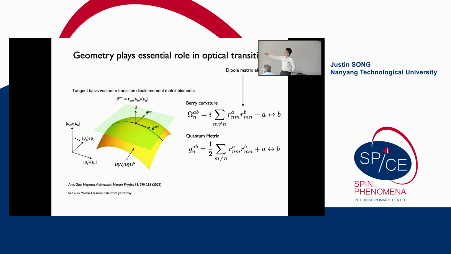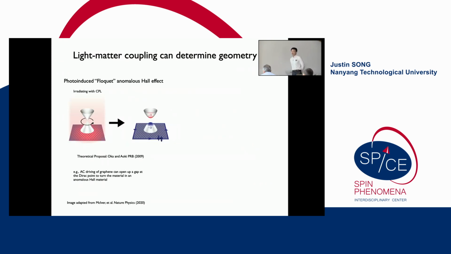So we can create some kind of weird manifold, and it turns out that this manifold allows you to describe optical transitions in a geometrical way. This tries to make the analogy between quantum geometry and optical transitions a bit more exact. So that's that. But we also know that light-matter coupling also determines quantum geometry, right?